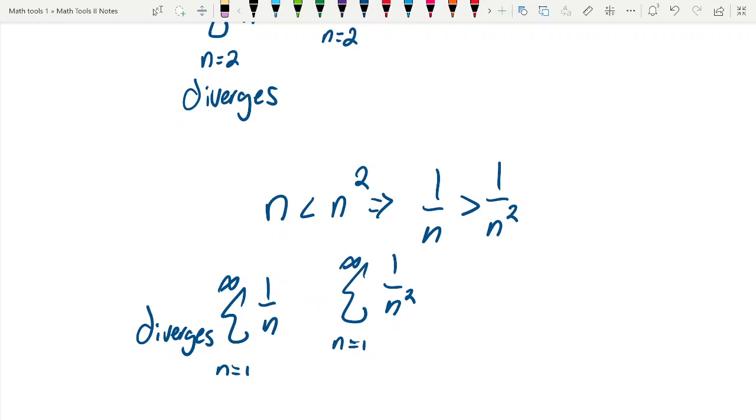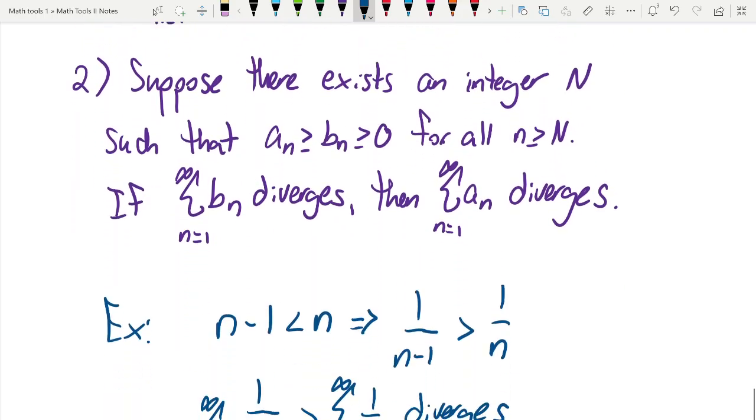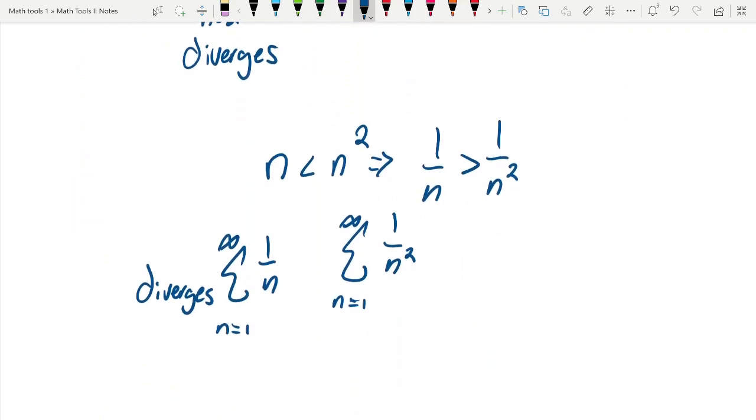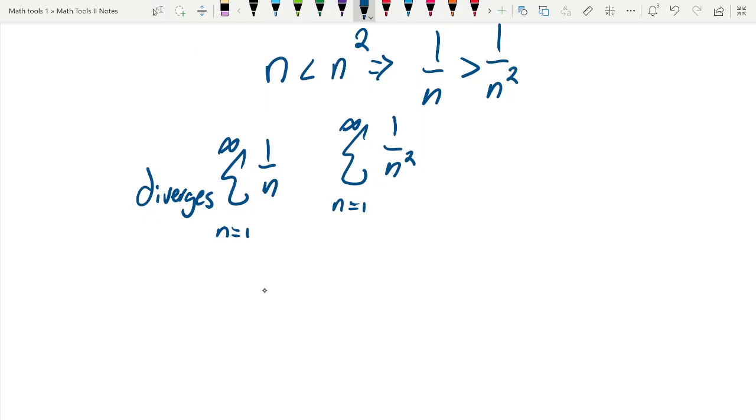So this comparison test only works in the specific instances that we have written here. In this case, where we have a divergent sum and this one is less than it, we don't necessarily know that it converges or diverges. It might still diverge, it might not. If we're looking at something like 1 over n plus 1, this is going to be less than 1 over n.